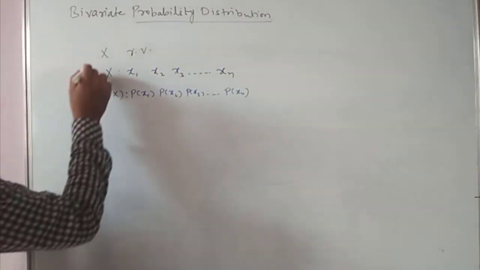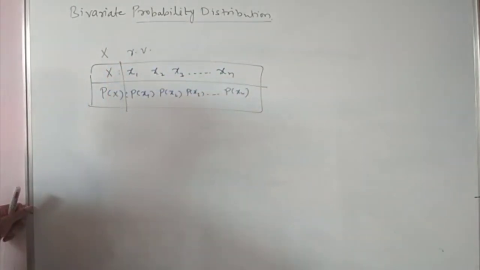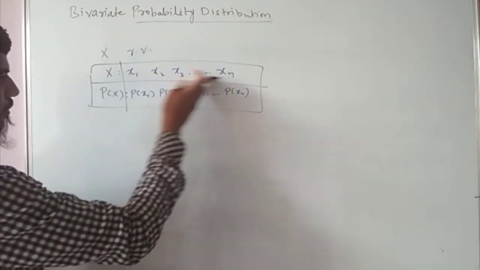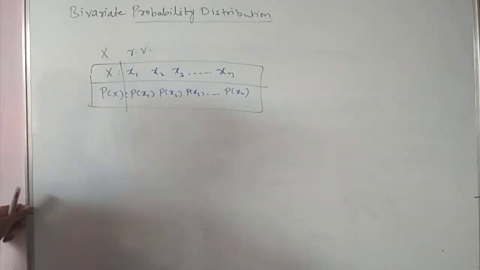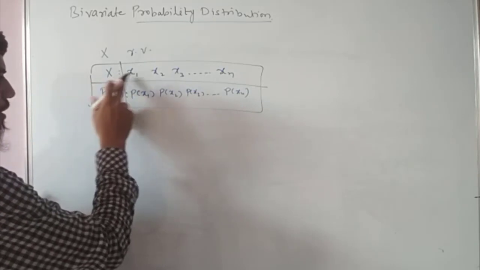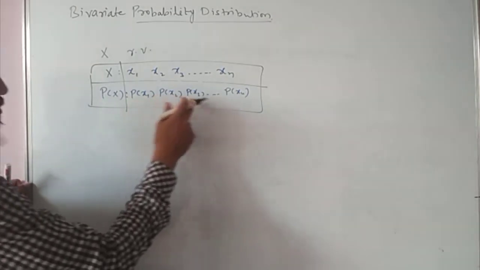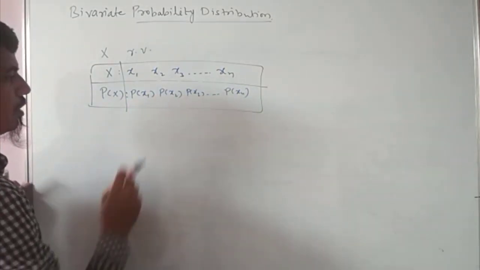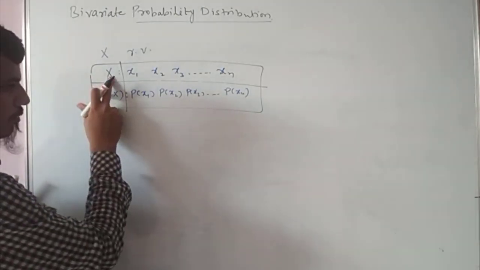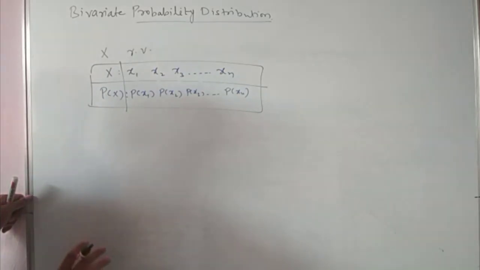Such a distribution of the values of random variable x corresponding to its probabilities is known as a probability distribution, because here the values of a random variable x, the outcome of a random experiment, are distributed. The possible values are x1, x2, x3 and so on up to xn, and corresponding to that we evaluate the probabilities p of x1, p of x2, and so on up to p of xn. Since we assume only one random variable, it is simply called probability distribution.